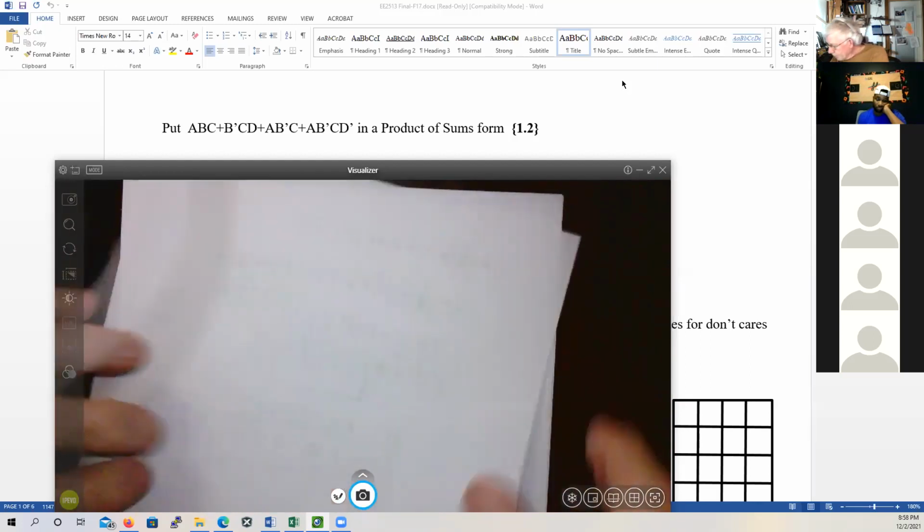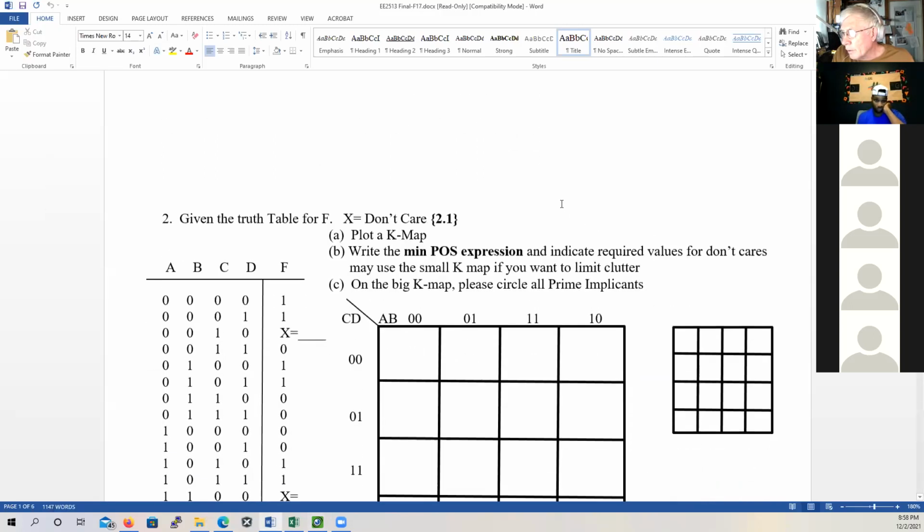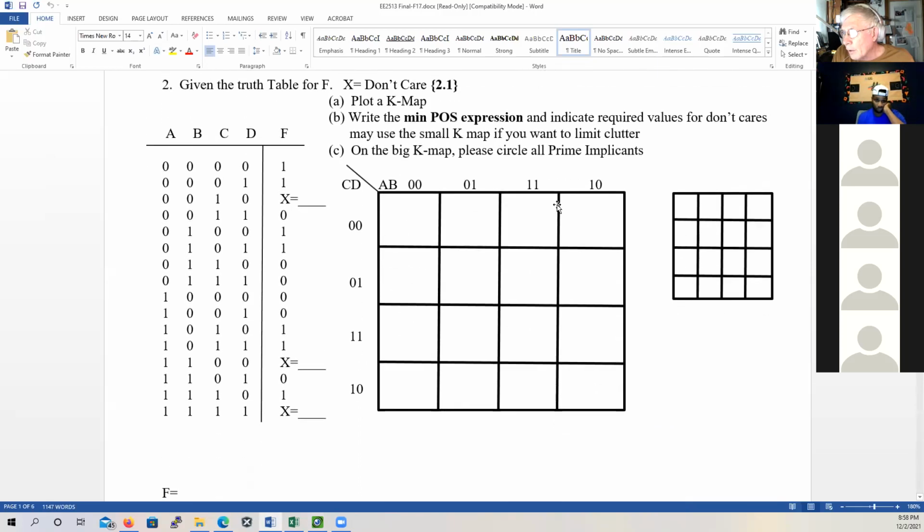So let's do the next one. Now let's look at this one. I think there'll probably be a similar problem on the test. Again, this is just kind of review, right? Here's a truth table. Here's a K-map. So we're going to go through and put the ones in.